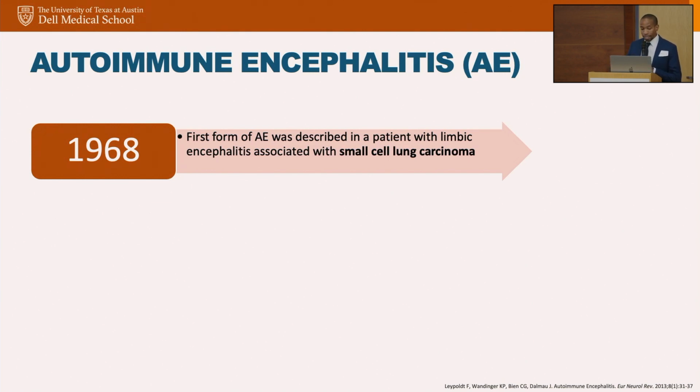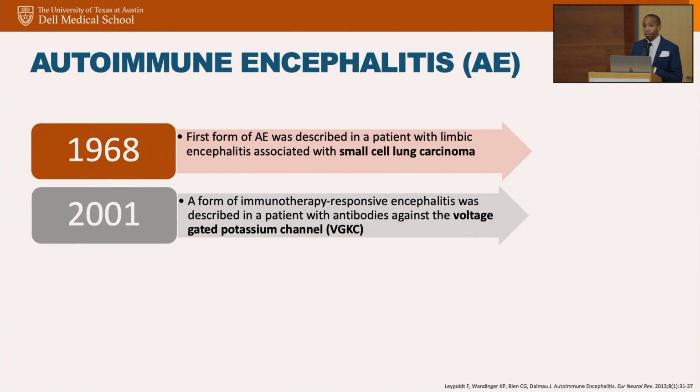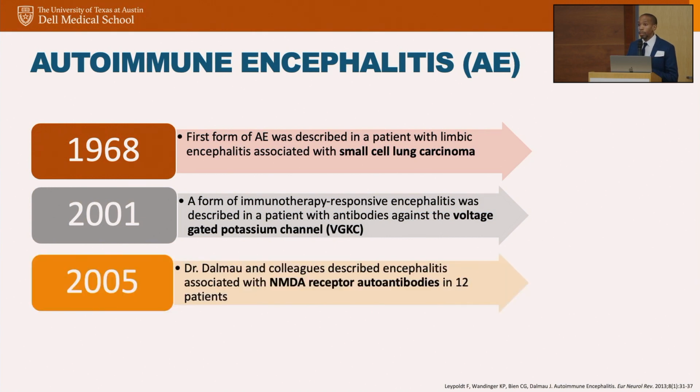Flash forward a few decades, in 2001, we identified a non-paraneoplastic form of autoimmune encephalitis in a patient that had antibodies to the voltage-gated potassium channel. And then a few years later, we discovered the NMDA receptor antibodies in a cohort of patients that had encephalitis. Since that time, due to advances in technology, we've identified many more antibodies associated with encephalitis, including MOG antibodies, GABA A, GABA B, GAD65, and glycine receptor antibodies as well.